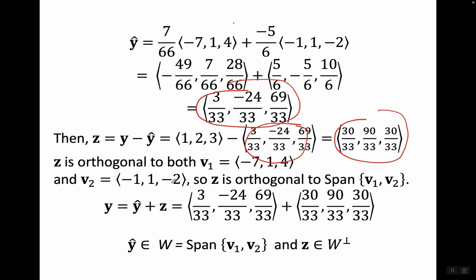So z is orthogonal to the span of v1, v2, the set of all linear combinations of those two. And you can check. It turns out that y equals y hat plus z, which is (3/33, -24/33, 69/33) plus (30/33, 90/33, 30/33). Y hat is in W, the span of v1, v2, and z is in W perp.